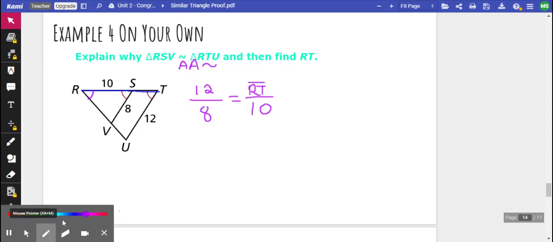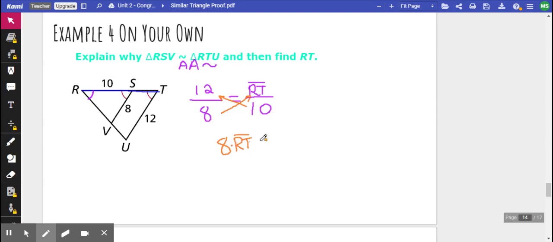And I'm going to do exactly what I did in our last problem and cross multiply: 12 times 10 and 8 times RT. So I have 8 times segment RT is going to be equal to 120. And I just need to divide 120 by 8. That gives me an answer for the length of RT being equal to 15.